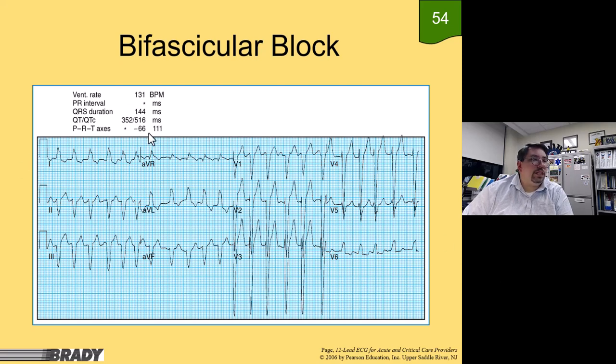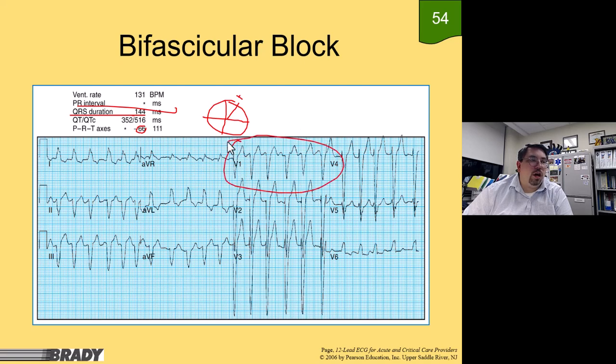Again, negative 66 on the almighty wheel of axis. Just kind of draw some crosshairs here. Negative 66 is going to be up in here somewhere. That's left axis deviation. That creates an anterior hemiblock. I'm going to take a look and see. PR interval, don't have any, so I don't have to worry about that. QRS duration, it is wide, greater than 120 milliseconds. So I now know that I'm going to have criteria for a bundle branch.